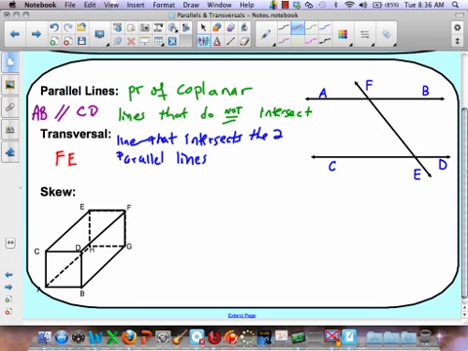Now, parallel, intersecting, and then perpendicular. And that's if the two lines are coplanar, right? And as Sam said, parallel lines are lines that never intersect. I said you're wrong. Right, because what do I have here? They're not parallel, but they're not intersecting.